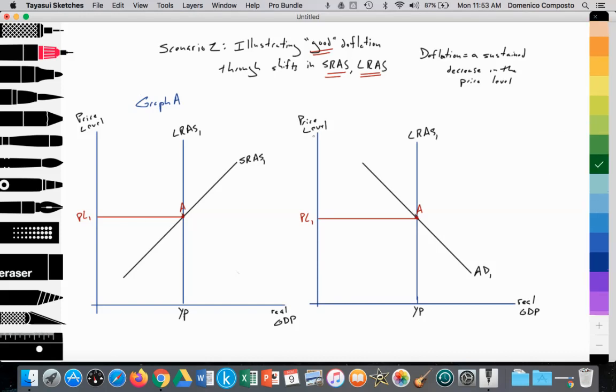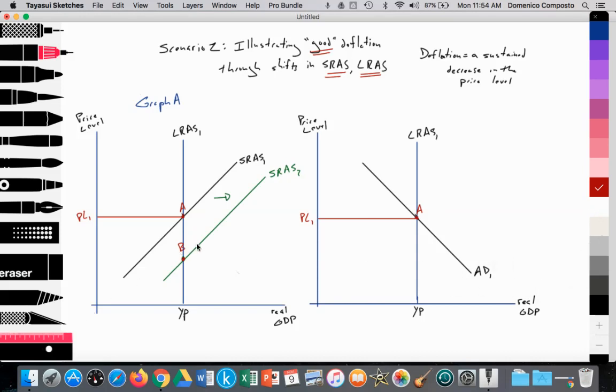So we can illustrate SRAS shifting out from SRAS 1 to SRAS 2, firms employing means to reduce their cost of production. And we see we go from point A to point B with a lower price level. Right? So the price level falls from PL1 to PL2.